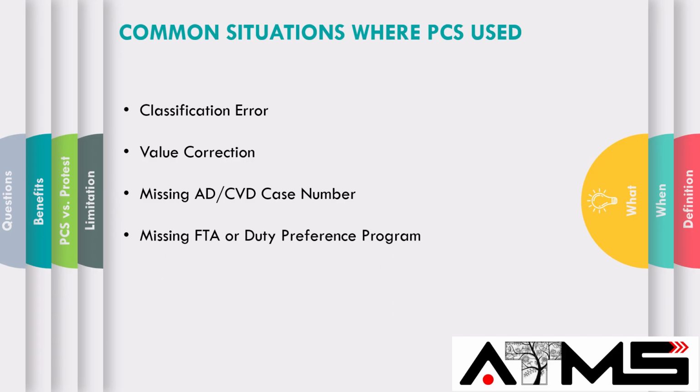Fourth, missing free trade agreement or duty preference program. For example, a shipment qualifies for preferential duty treatment under the United States-Mexico-Canada Agreement, called USMCA, but the preference was not claimed at the time of filing. The importer may use PSC to apply the duty preference. Fifth, something very hot right now. You could actually use PSC for the refund of IEEPA duty paid.